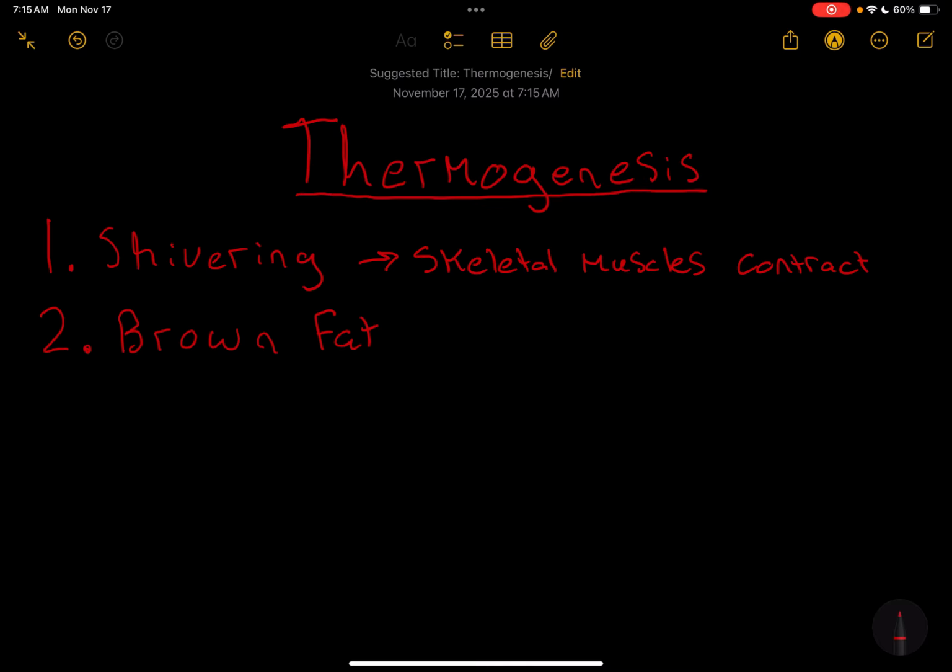We also have another form of thermogenesis, and that is called non-shivering thermogenesis. That is done in brown fat. So I'm just going to write that down, non-shivering thermogenesis.